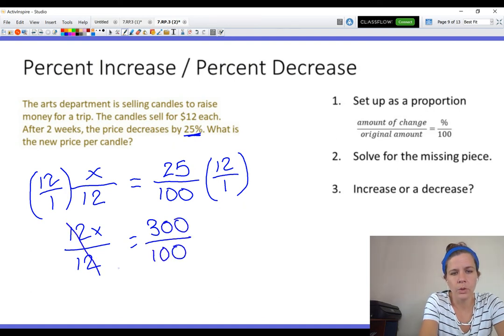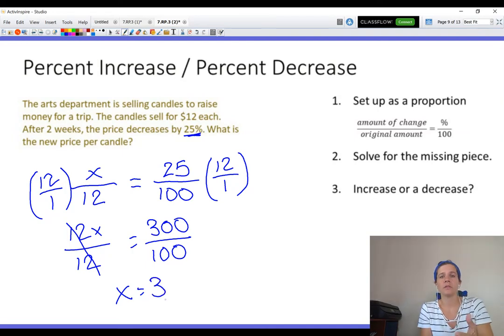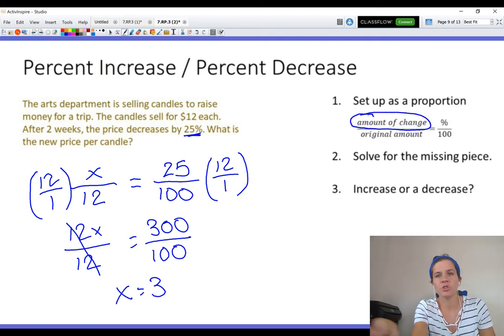These cancel to 1, and 12 divided by 12 is 1. So we have x equals 300 divided by 100, which is 3. Now this tells us that our decrease is 3. This answers this piece right here. The amount of change is 3.